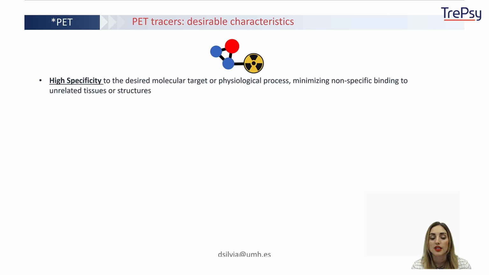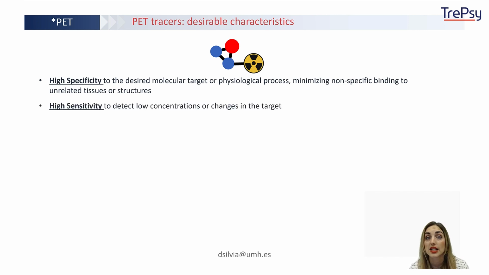What do we need? In this slide, I collected a few desirable characteristics for the PET tracer. I hope so far you have understood the importance of the PET tracer in the process besides the camera. So of course, a whole field of research is developing new and effective PET tracers. Which are the desirable characteristics of a PET tracer? First of all, it has to have high specificity to the desired molecular target or physiological process, minimizing non-specific binding to unrelated tissue or structures, for obvious reasons.